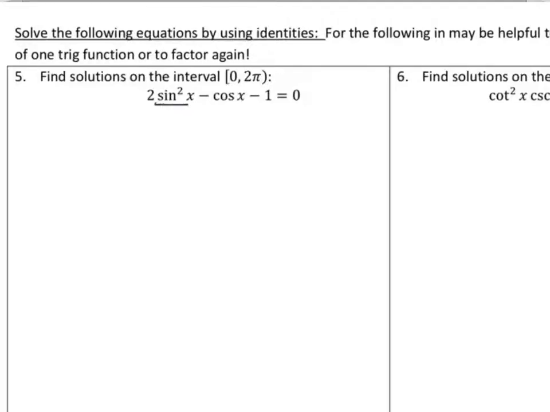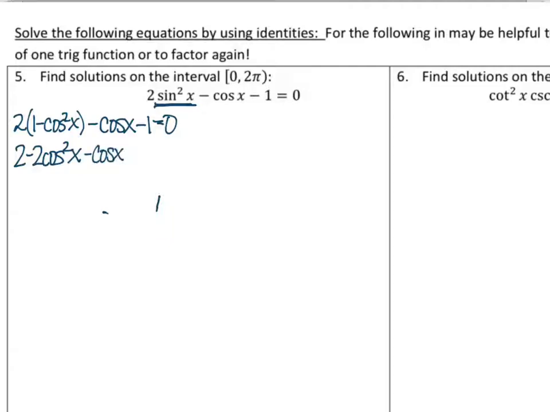And looking at this, really the only option for identities I have is this sine squared, but that's pretty helpful because we can replace sine squared with our Pythagorean identity, 1 minus cosine squared. So I'm going to throw that in there. I'll write out everything else, and I'll simplify this guy. Get things all situated here. And then again, just going to simplify through to a point where I can factor.